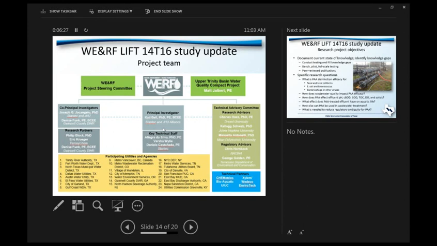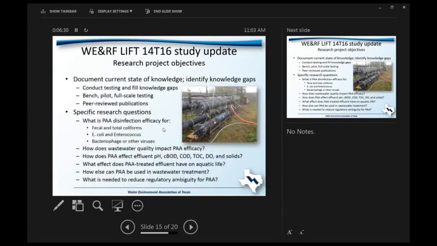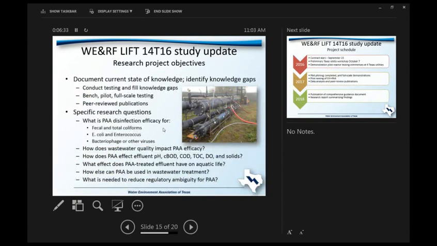project manager through WRRF. In this project, we are documenting the current state of knowledge, so what do we already know, and Carl already walked through quite a bit of what we already know, and identifying the knowledge gaps. To fill those knowledge gaps, we've been conducting bench, pilot, and full-scale tests, and then we're summarizing all of the results in peer-reviewed publications. And we're focused on peer-reviewed publications, particularly for this project, because we want to be sure that any of the results can be considered for regulatory decision by EPA and state authorities. And so it is critical that they be peer-reviewed.